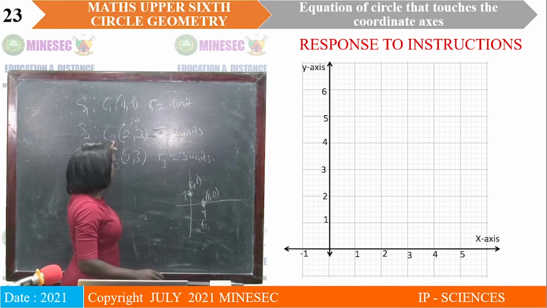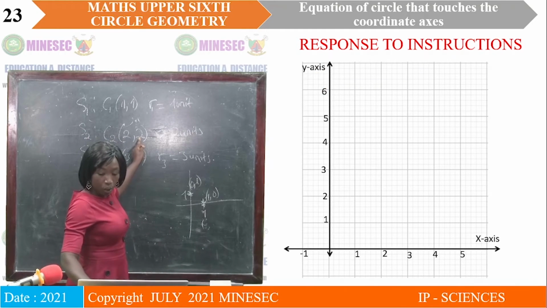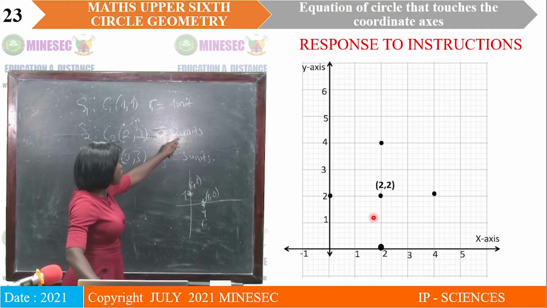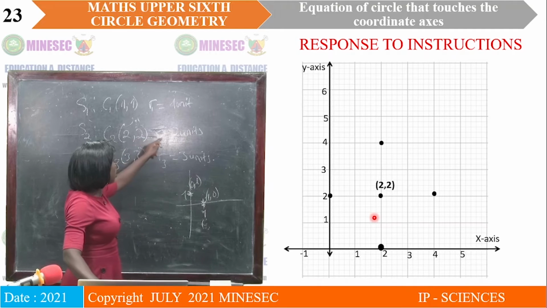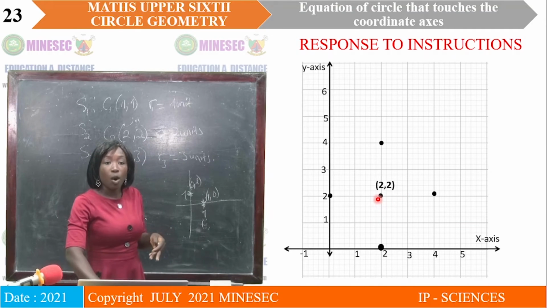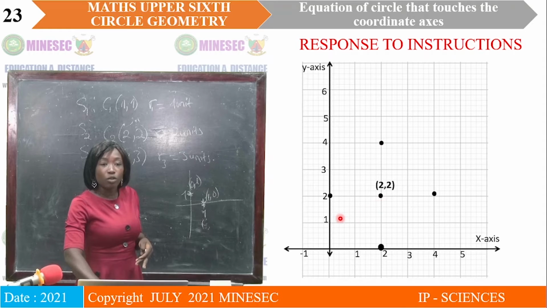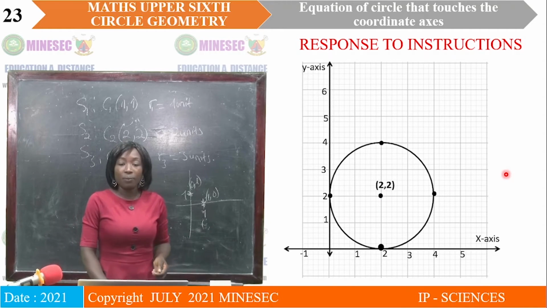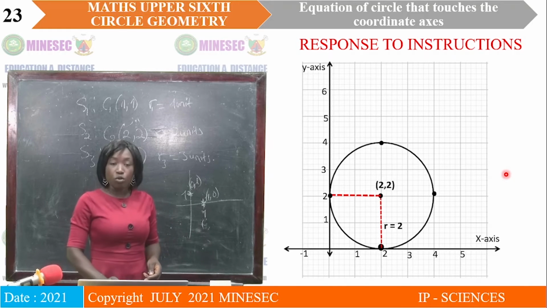S2, center (2, 2). Now let's go to where we have (2, 2). Here we have (2, 2). The radius given for us here is 2 units, so from the center, we move 2 units in each direction: 1, 2, 1, 2, to get the next points. Now linking those points, we have the circle with radius 2 units.